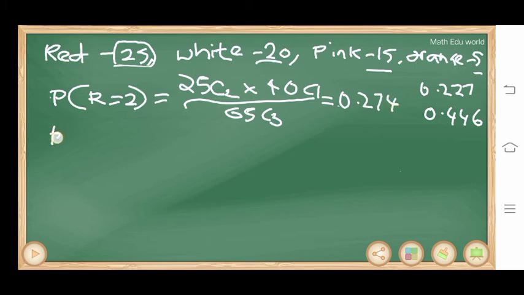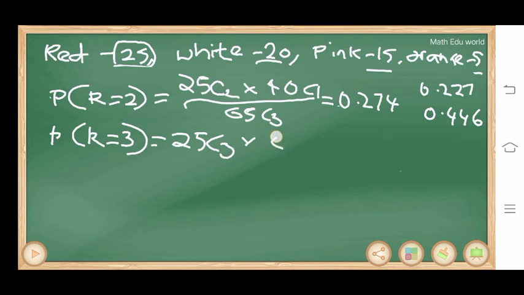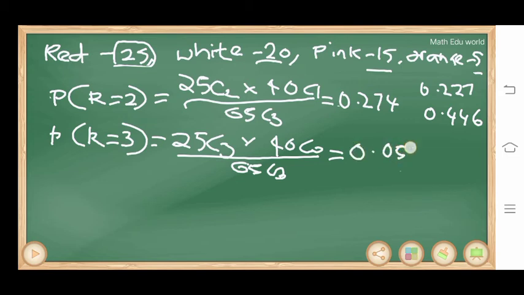Similarly, probability of 3 red roses. You already found its answer, but if you want to find once again, it's nothing but 25C3 multiplied by 40C0 divided by 65C3, that is equal to 0.0527. So now you got all our required answers.